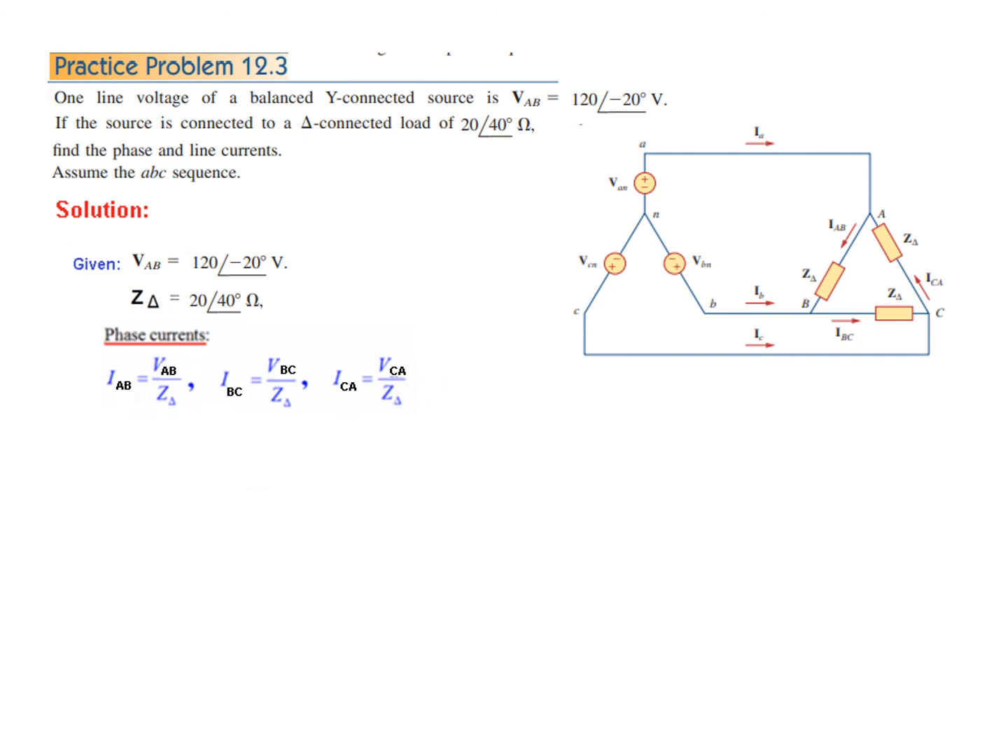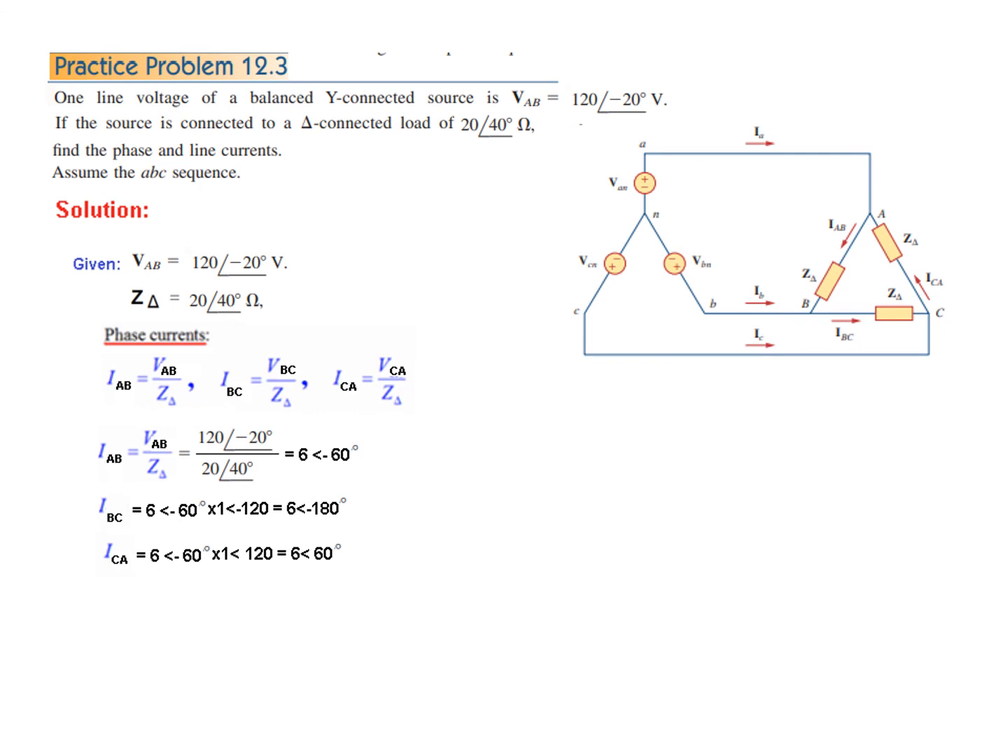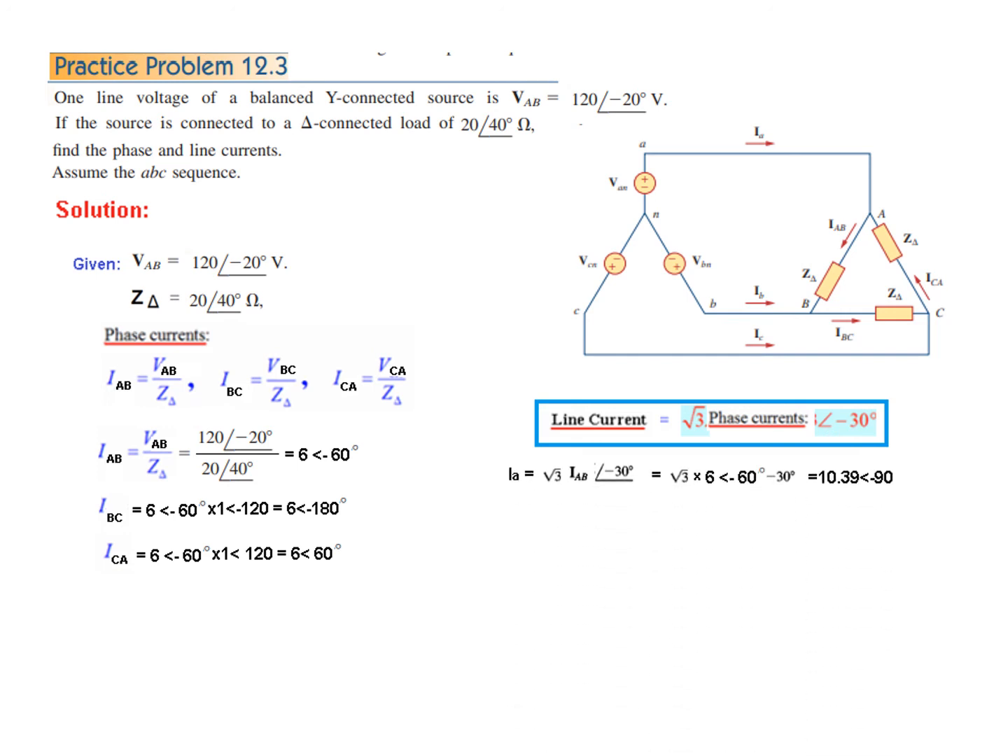So using this formula, we can calculate IAB, VAB divided by Z. So this is IAB, and the other two phases we will just simply calculate by varying the angle. So the first one with minus 120 and the second one with plus 120. So we get these three phase currents. And now the line current, simple, the same formula. Line current is equal to root 3 times phase current at angle minus 30. And just plugging in, we can find the three line currents.